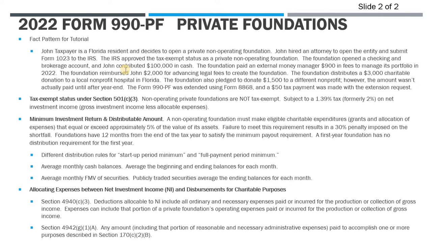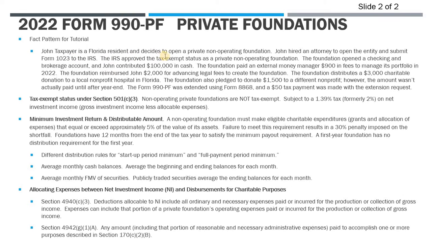So let's start with the fact pattern here. I do have some notes to remember down here. These are some of the key issues. Private foundations obviously have a lot more moving parts, and there are other things to be mindful of. I'll talk about those as we go through the return, but I've only highlighted here some of the big ticket items. All right. So the fact pattern we have here, we have an individual, John Taxpayer.